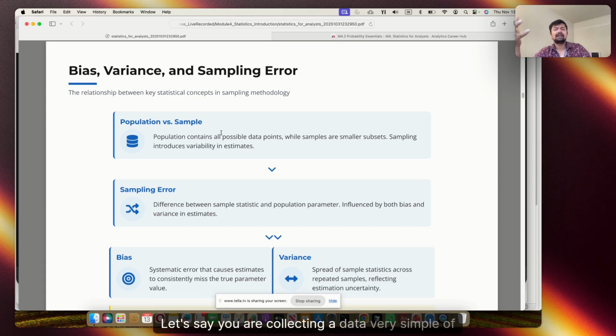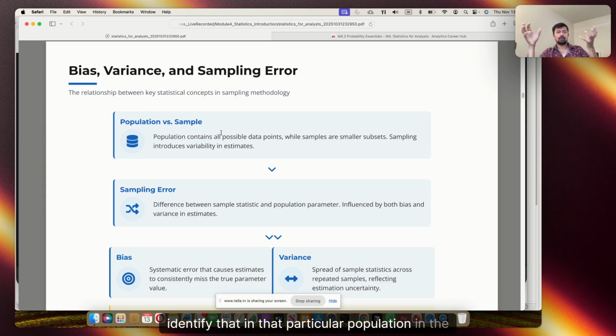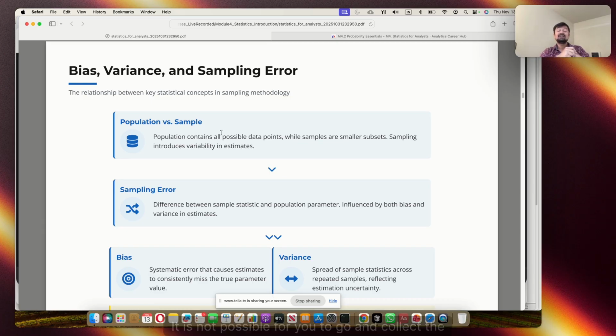Let's say you are collecting very simple data of a general population, and you are trying to identify, in that particular population and location, how many people are interested in one kind of event and how many people are interested in another kind of event. It is not possible for you to go and collect samples from the entire population. So that's how you do sampling.